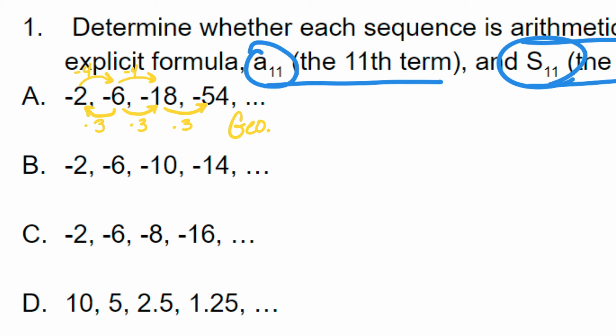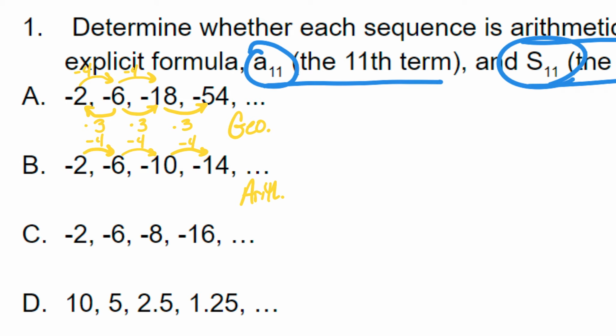Let's go ahead and just finish out all of these. Letter B, excuse me. We subtract 4 to get to -6, which rings true to the next one, which rings true to the next one. So we have an arithmetic sequence for this one.